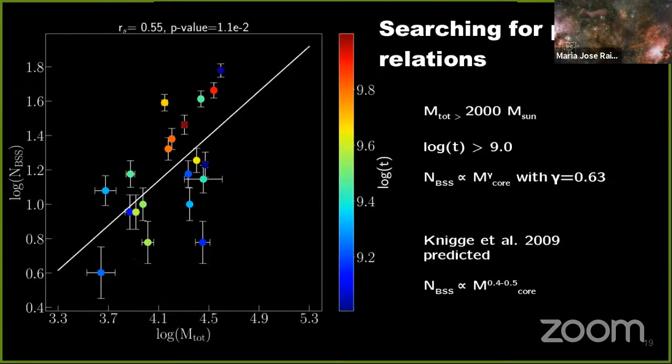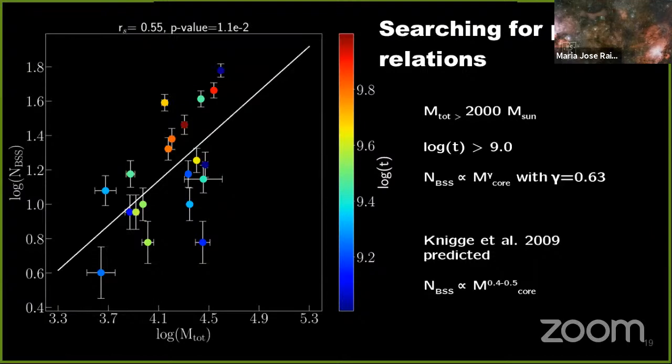Here I have plotted the number of blue stragglers as a function of the mass. We have also performed a Spearman rank correlation test, and we got a value of 0.55 and a 2% probability that this correlation is occurring by chance. These results indicate that blue straggler numbers and cluster masses are correlated in open clusters.